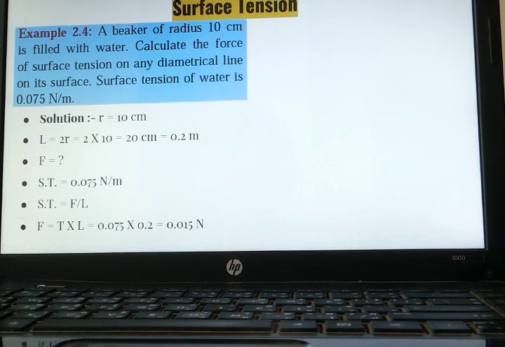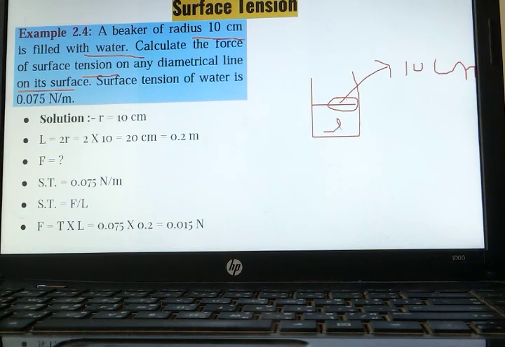Numerical: a beaker of radius 10 centimeter is filled with water. The radius of this beaker is 10 centimeter, from here to here. We have to calculate the force acting on a diametrical line on its surface. Diametrical means from here to here. For the length, we have to consider this full length. So L is equal to 2R, that is 2 into 10 centimeter, so it is 20 centimeter.